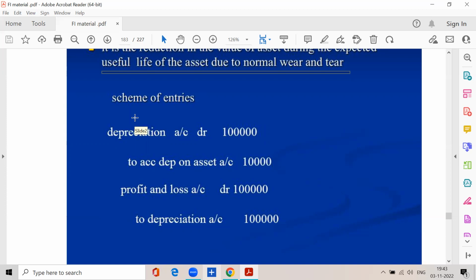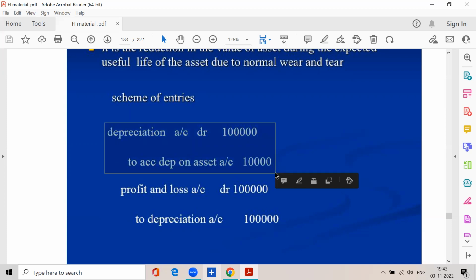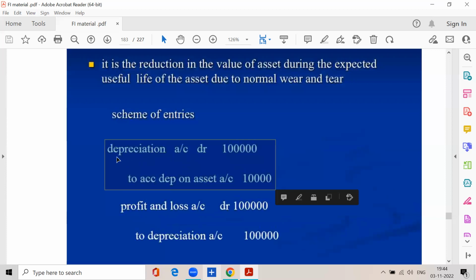Whatever method you use to calculate depreciation, what are the entries we post? When the depreciation is calculated, depreciation account debit to accumulated depreciation on the asset. On any asset you calculate depreciation, the account debited is always the depreciation account. When you calculate depreciation on plant and machinery, the entry posted is debit depreciation account, credit accumulated depreciation on plant and machinery. When it is calculated on buildings, depreciation account debit to accumulated depreciation on buildings. For furniture, depreciation account debit to accumulated depreciation on furniture. Like that, the account debited is always the depreciation account, but the account credited is always the accumulated depreciation in respect of the asset, right? Then this depreciation account is an expenditure.